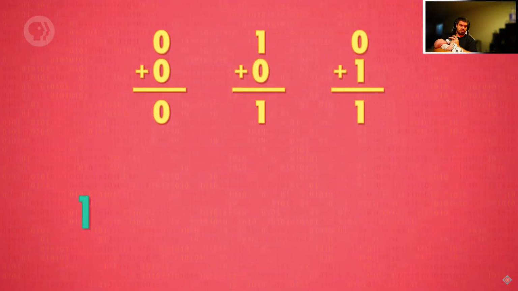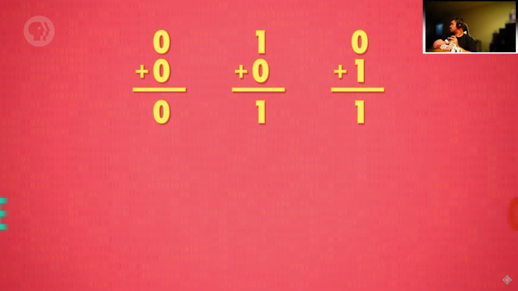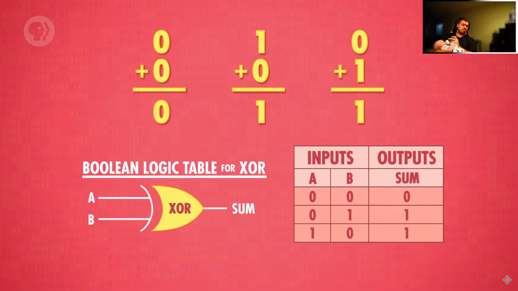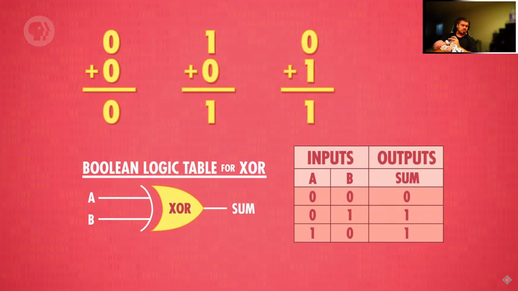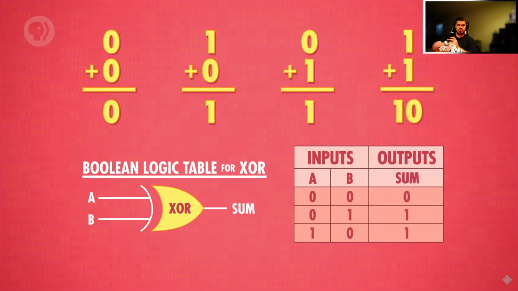Remember that in binary, 1 is the same as true, and 0 is the same as false. So this set of inputs exactly matches the Boolean logic of an XOR gate, and we can use it as our 1-bit adder. But the fourth input combination, 1 plus 1, is a special case. 1 plus 1 is 2, obviously, but there's no 2-digit in binary. So as we talked about last episode, the result is 0, and the 1 is carried to the next column. So the sum is really 1, 0 in binary.